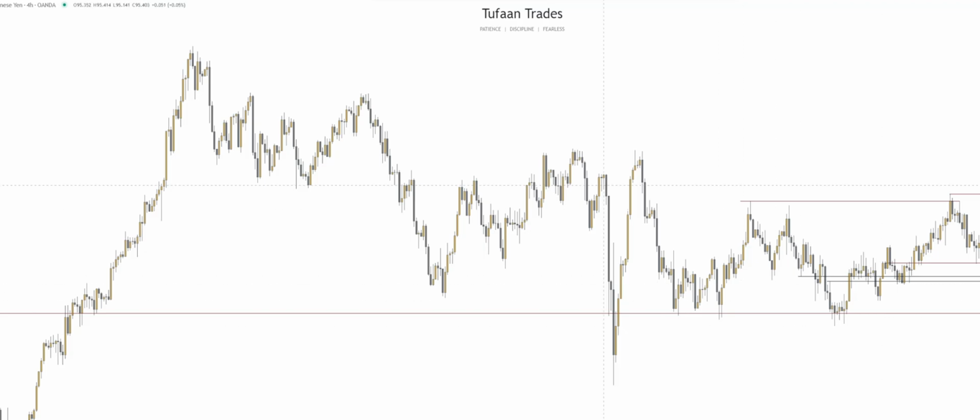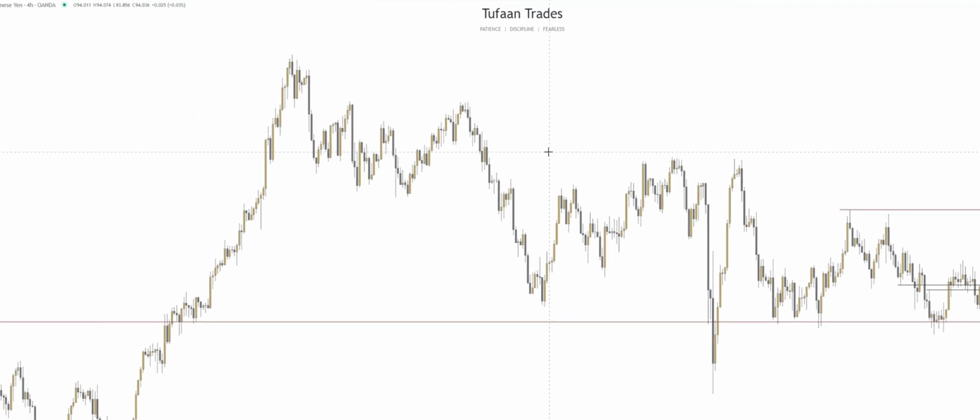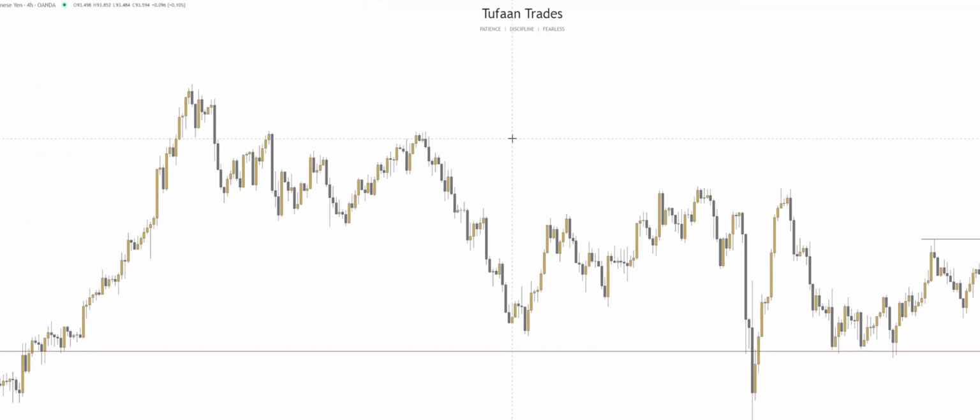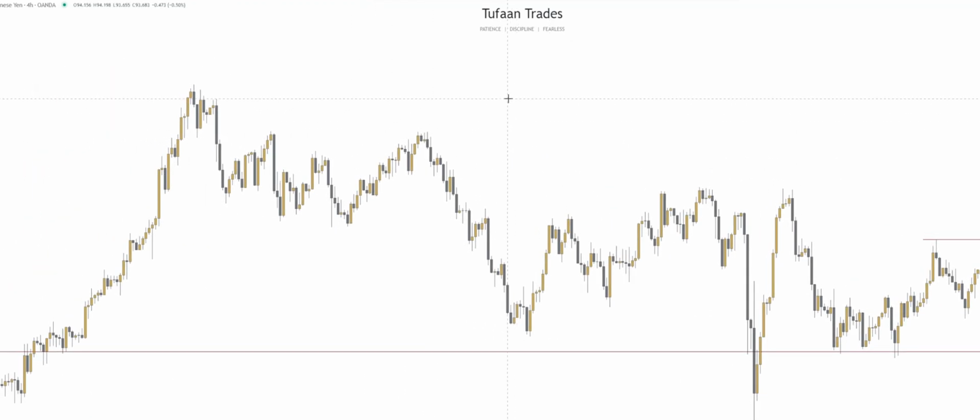So first of all, we have to understand market direction. Is it going downtrend or uptrend? You can measure it on any time frame, it doesn't matter. So I have a chart here, and I'm just going to show you guys mathematically.